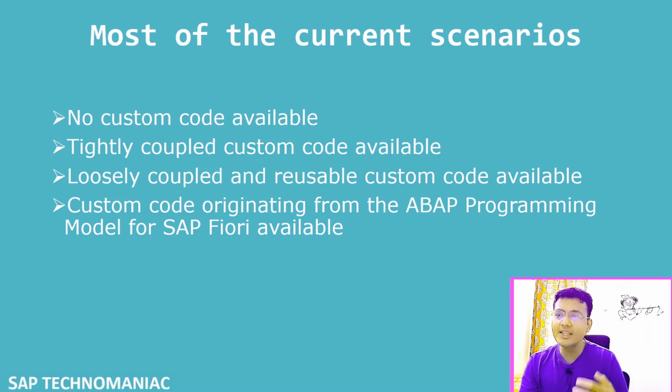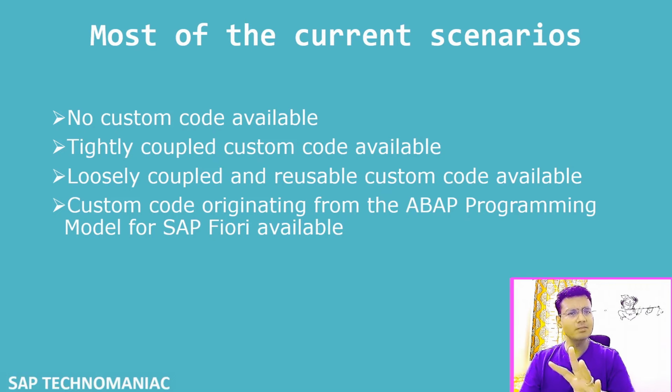Third thing, loosely coupled and reusable custom code is available. You have a lot of update function modules, or you can say a lot of APIs and BAPIs are available. That kind of scenario is also there, which you are using in your existing application. Fourth thing, custom code originating from the ABAP programming model for SAP. You have already developed some application on Fiori using the Fiori model. That is the fourth scenario.